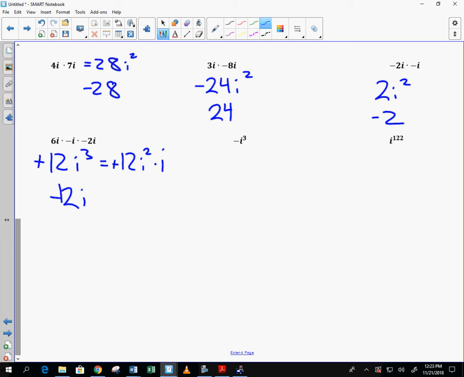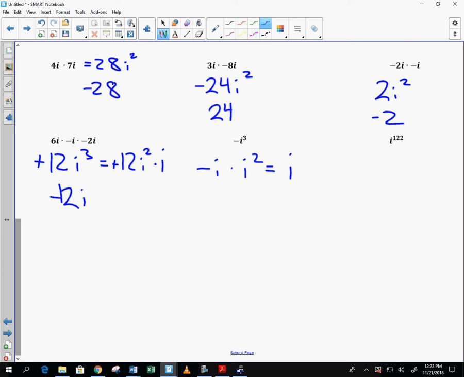Same thing, you could break up this negative i cubed into negative i times i squared. Does everybody agree that those mean the same thing? Well, what's i squared? So I get just i.